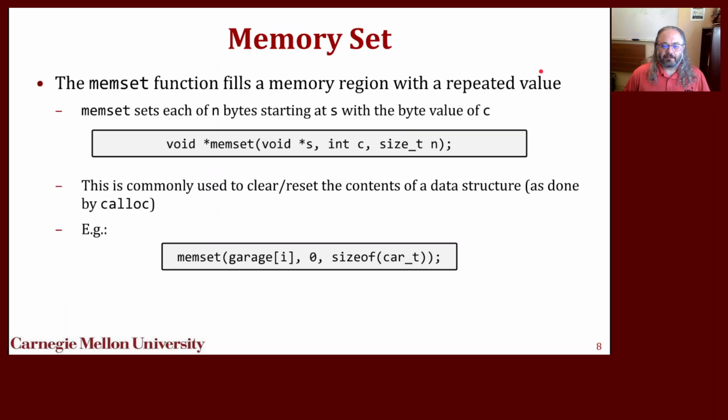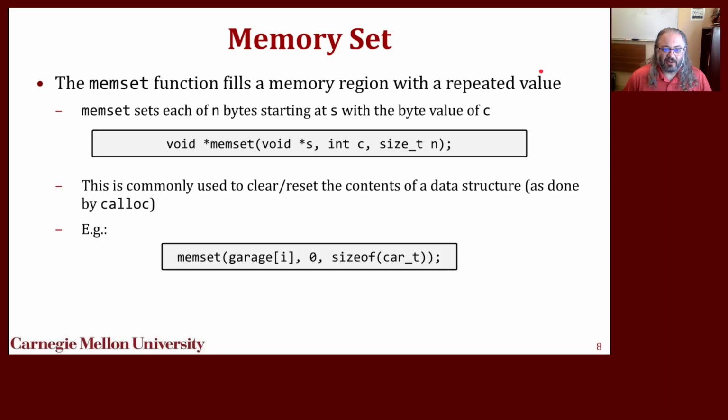Now there's a generic function built in that instead of operating on strings operates on memory, and this function is called memset, and this is simply a way to fill a region of memory with a repeated value. This is commonly used for clearing memory. You can set a whole range of memory to the value 0. This is a really nice thing that's useful in a lot of programs.